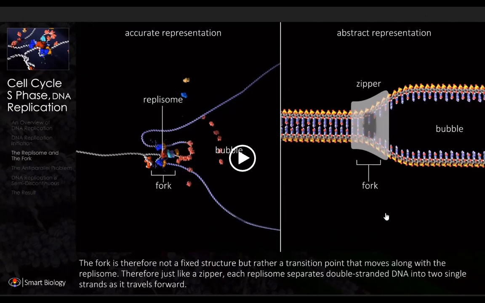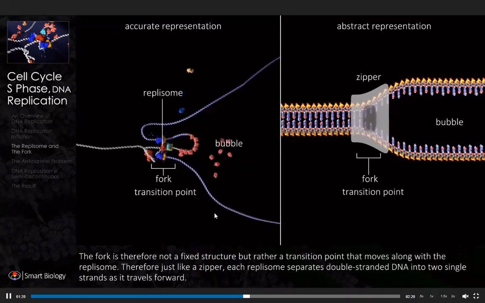Okay, so that's something I wanted you to appreciate, that this is not as straightforward as a zipper, because remember, there is a coiling of the DNA. So this is a very, very simplistic picture. So over here, we expect to have positive supercoiling, which needs to be relieved with the help of the topoisomerases.